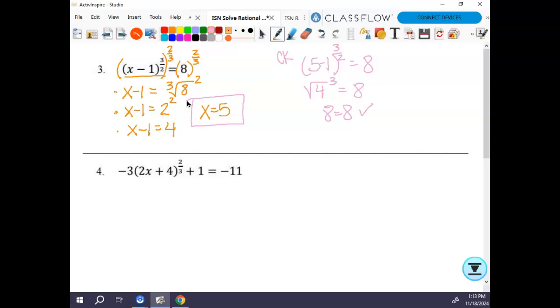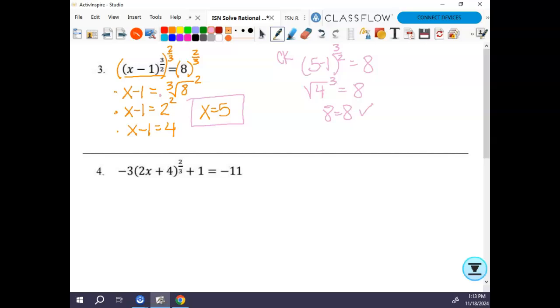Any questions at all? And that was odd over even to start. Plus, when I did it like this, then I'm seeing the root. That's an odd root, so I just go with whatever the sign gives me. I don't have to worry about a plus or minus.